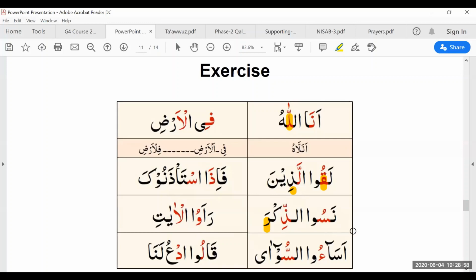Okay. And she also did something in the last column. Why did you highlight the raw? So the raw has to have a thick sound, and it wasn't thick enough. So if you can recite this word again. Nasuz zikra. Okay.